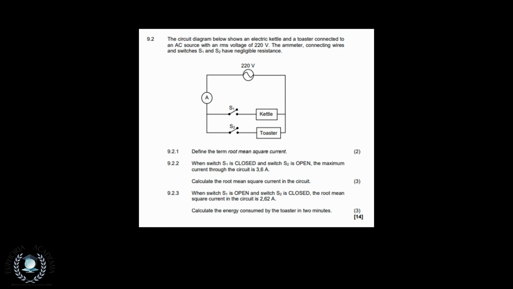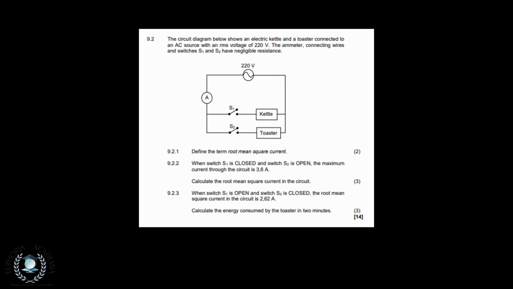So it's still in the realm of circuits, really. It's just that instead of doing DC, we're going to be doing AC. All right, so let us understand exactly what is going on here. The circuit diagram below shows an electric kettle and toaster connected to the AC source, and they are in parallel to each other, and the RMS voltage is 220 volts. The ammeter, connecting wires, and the switches have no resistance.